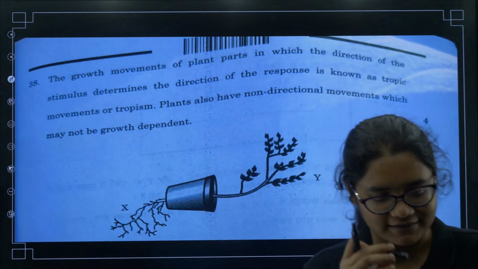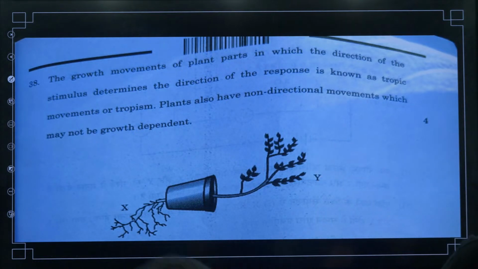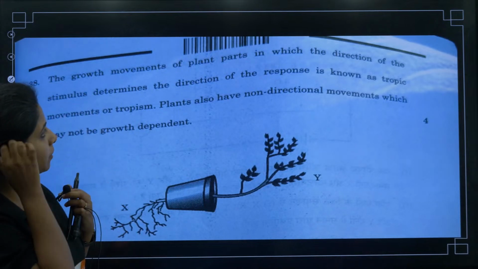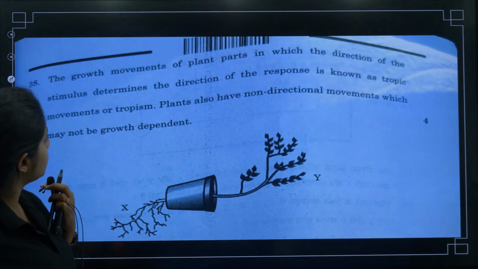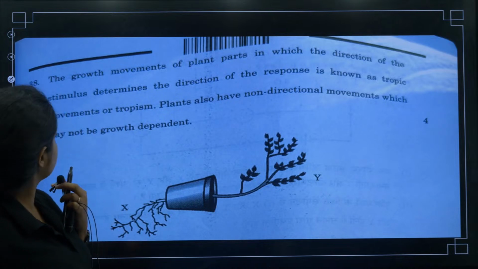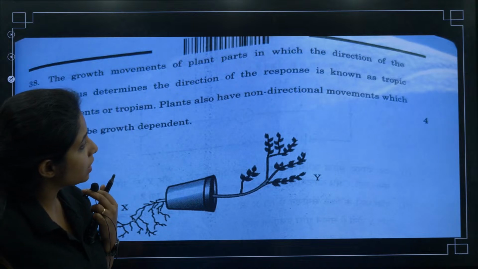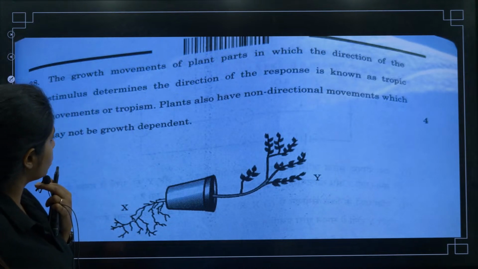So Jasmine ma'am will be discussing. Over here again, the growth movements of plant parts in which the direction of the stimulus determines the direction of the response are known as tropic movements or tropism. The plants also have non-directional movement which may not be growth dependent.